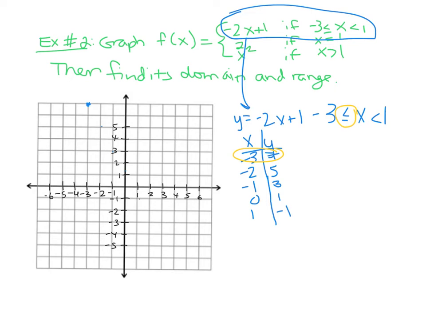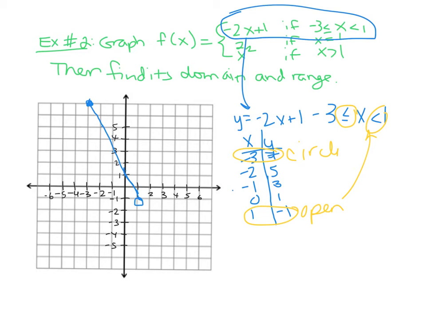The other thing is that 1, negative 1, is going to be an open circle because of this less than sign. It's not less than or equal to. So it is going to look like that. And then once I get to 1, negative 1, it's an open circle there. So this is what it should look like.